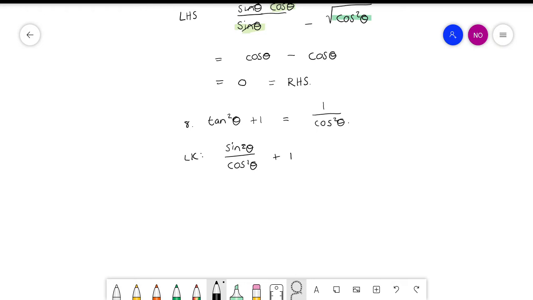The other one is factorization. There's no factorization that I can do here, right? And then I told you, if you have a fraction, make everything one fraction. So that's what I'm going to do now. What will the common denominator be? Cos squared, right? Okay. I don't know if you guys are good with this, but let's just go through it quickly.